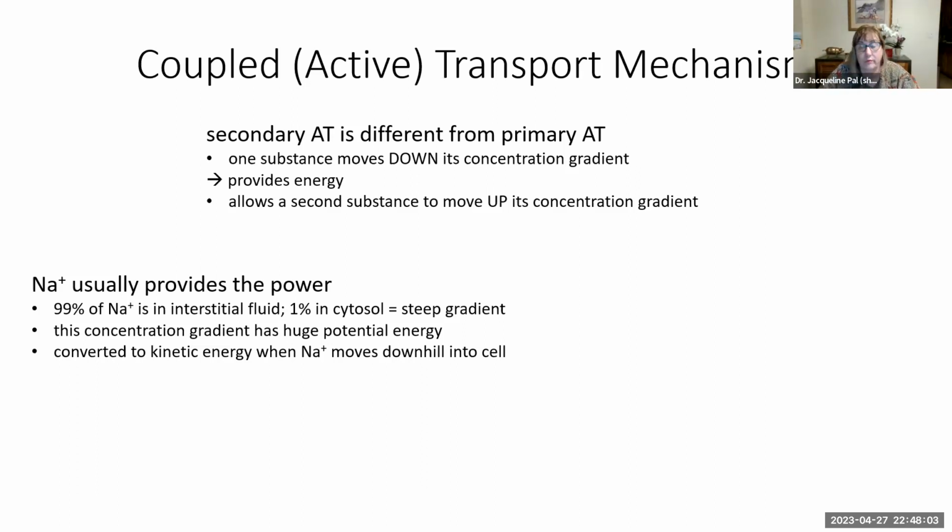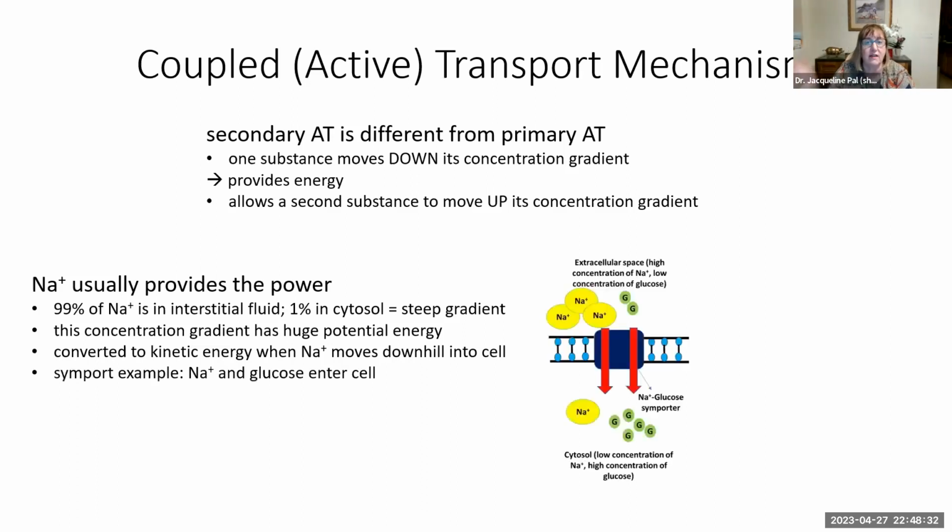And so you're going, well, what can power this? Sodium ions are the usual power. 99+% of our sodium is in the interstitial fluid. There's very little of it inside the cell. So this is a very steep gradient, which gives us a huge potential energy. And when sodium moves into the cell, it's going to give us a tremendous amount of kinetic energy to move a substance up its concentration gradient.